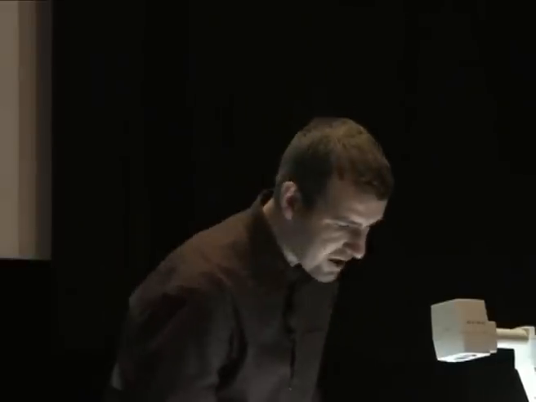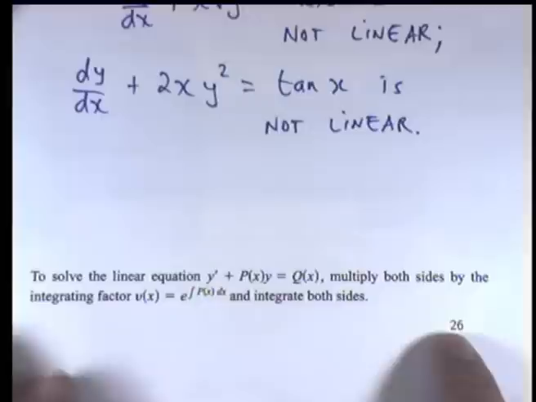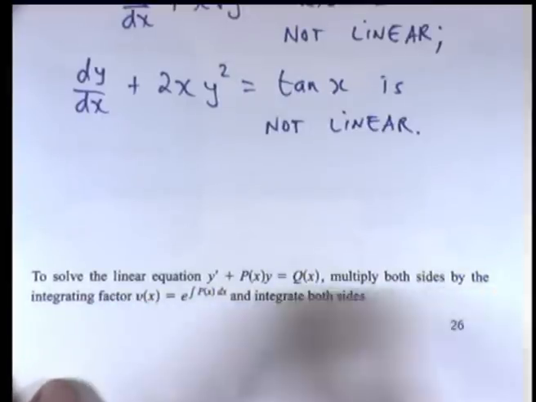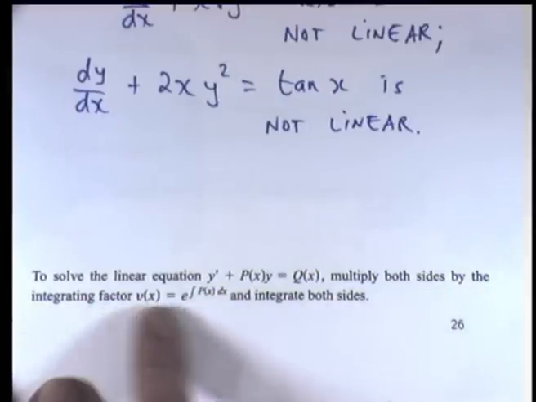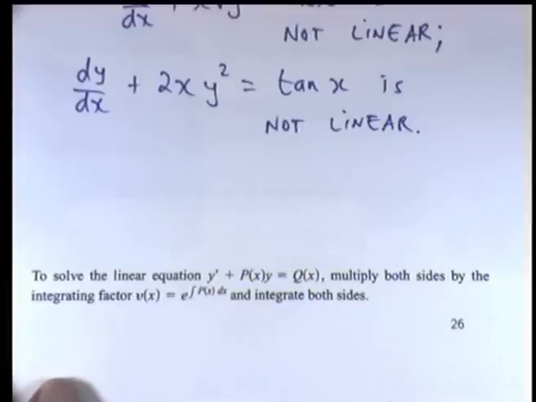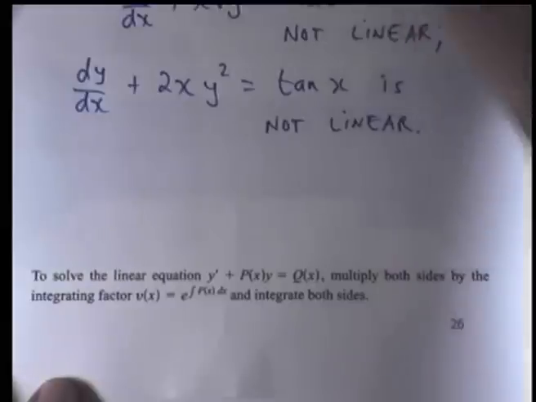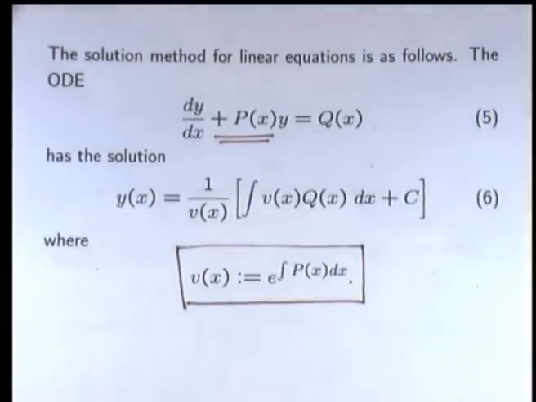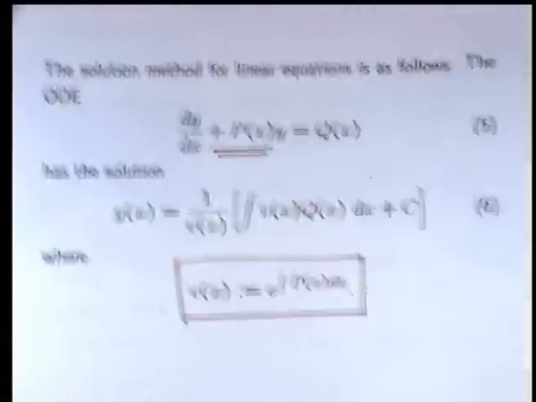Okay? What I recommend is the following, is to actually multiply both sides of the equation by the integrating factor and then integrate both sides. It's a little bit more natural. Okay? You're not just applying a formula then. So let's see where this all comes from.